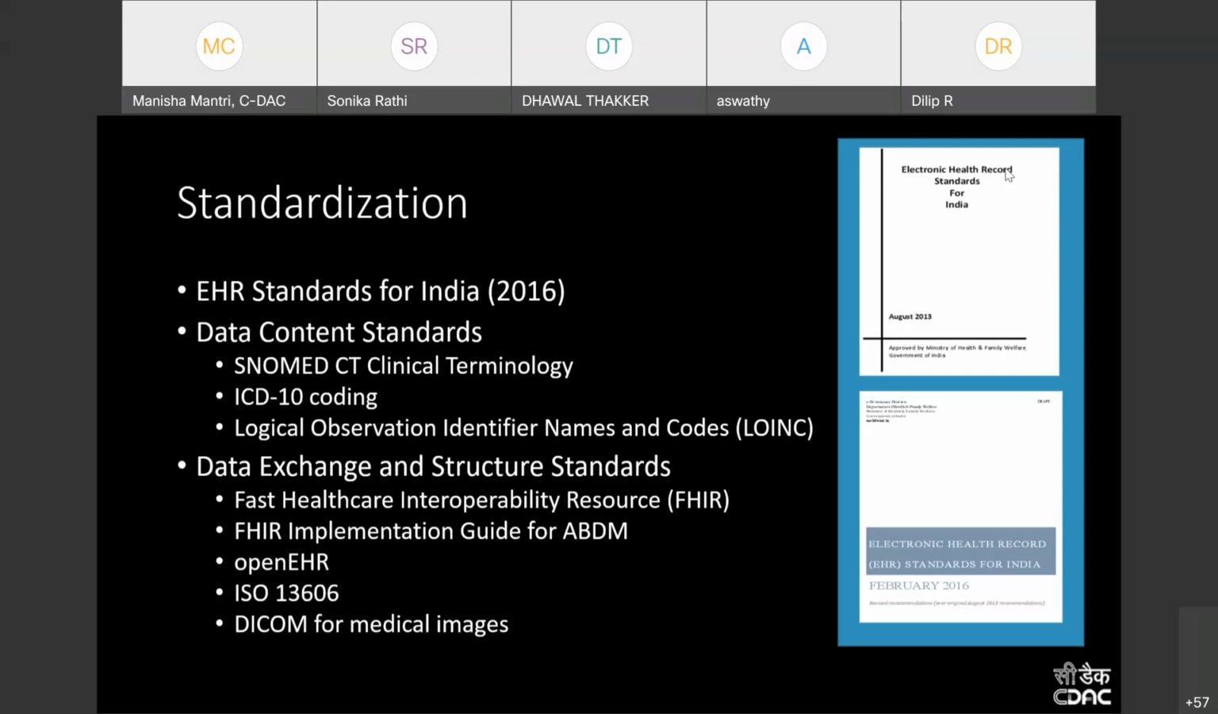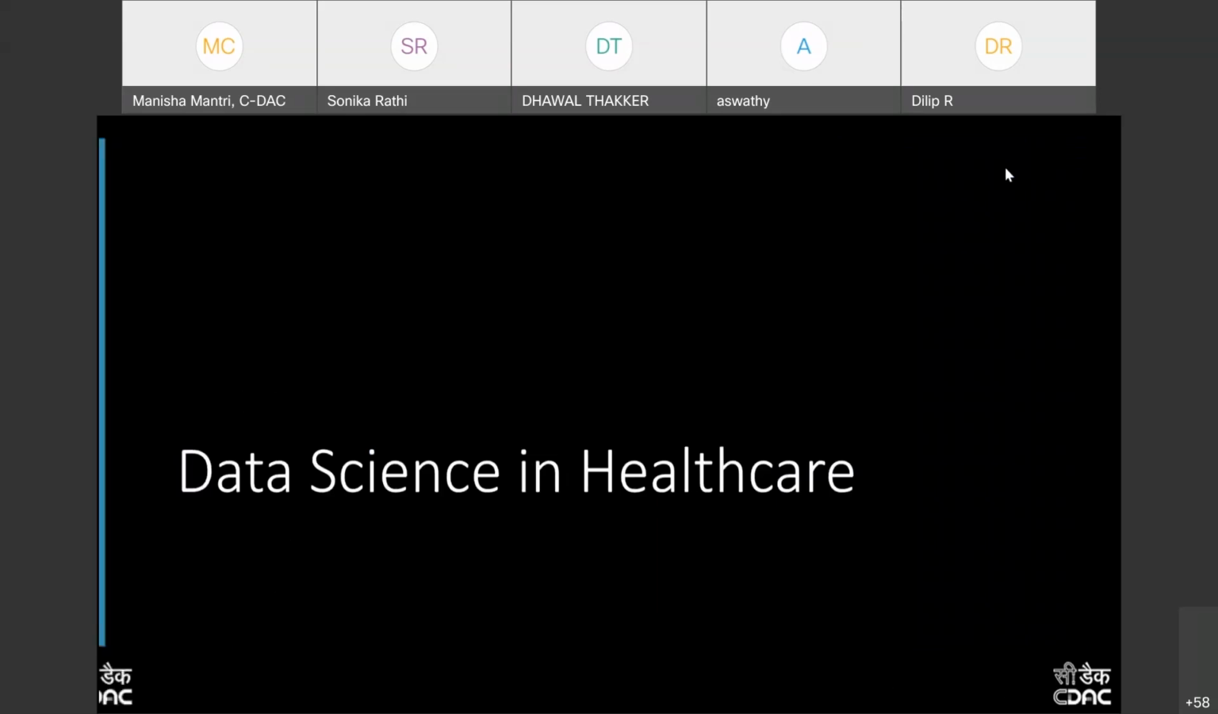You have the ONC program in the US and other countries there. You have NHS in the UK. You have the National E-Health Authority in Australia, who take care of digitization and standardization in their own specific countries.